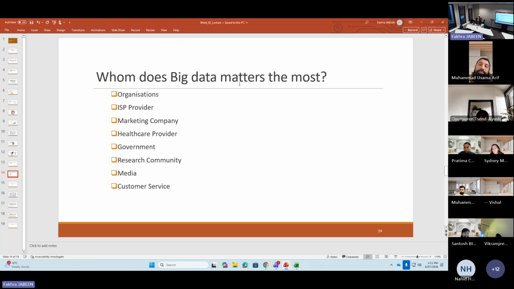And whom does big data matter the most? Obviously, organizations, internet service providers, marketing, healthcare. How important would it be to know what is causing heart attack rates to go higher? In one study, I was looking at mental health plus heart health in different genders. Why are males more prone to heart attacks at a limited age, while females are somehow managing to survive more? So they explored those features.